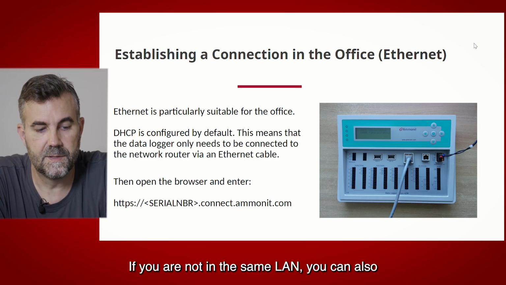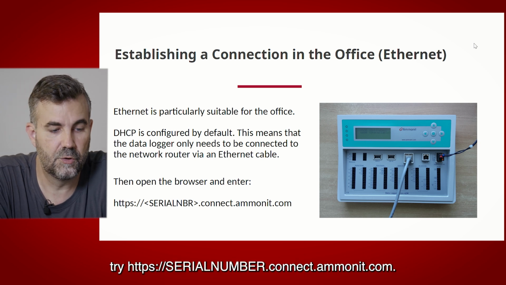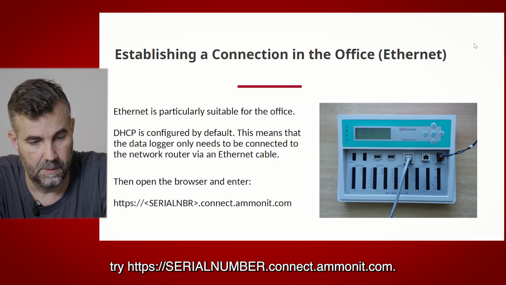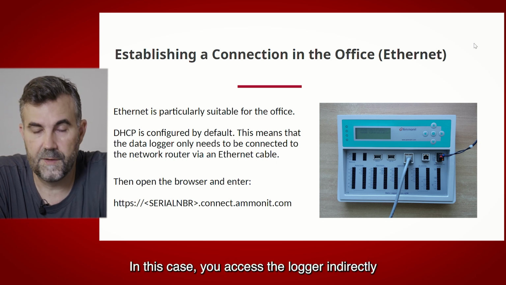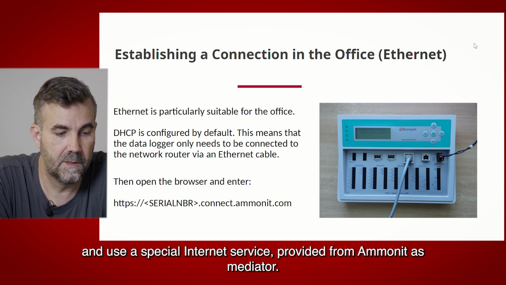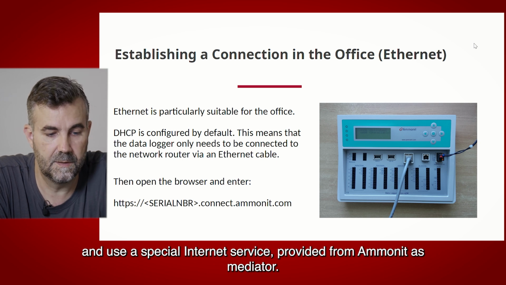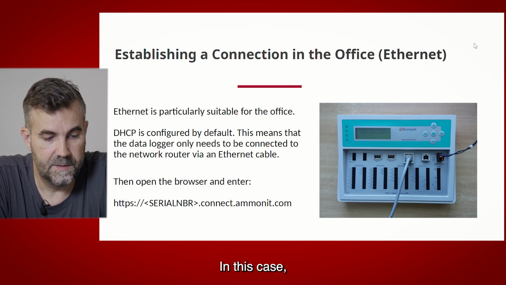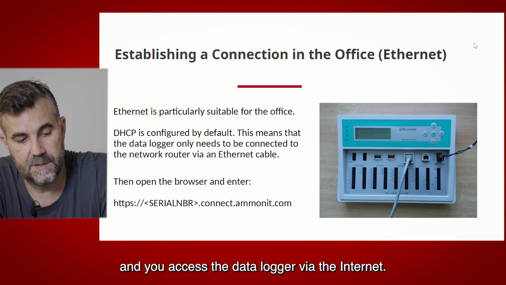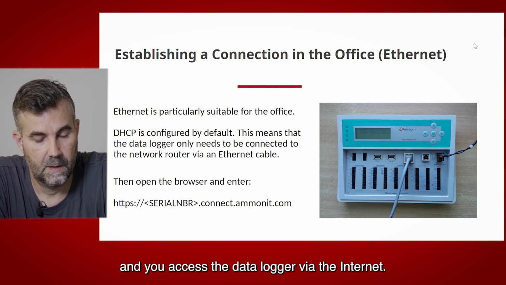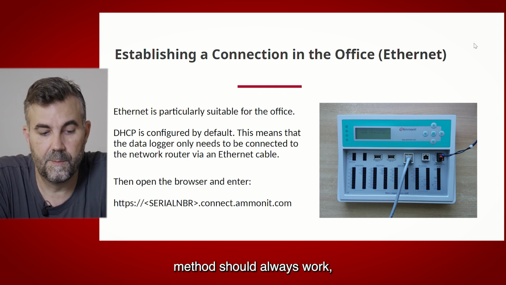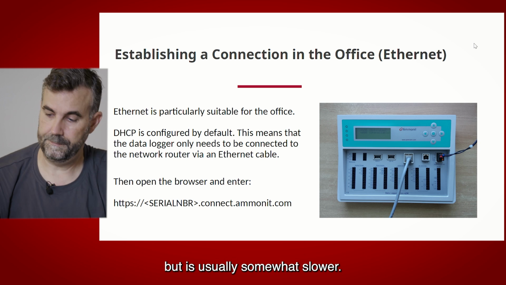If you are not in the same LAN, you can try https serialnumber.connect.com. In this case, you access the logger indirectly and use a special internet service provided by Ammonit as a mediator. In this case, no security warning appears in the browser and you access the data logger via the internet. This latter method should always work, but is usually somewhat slower.